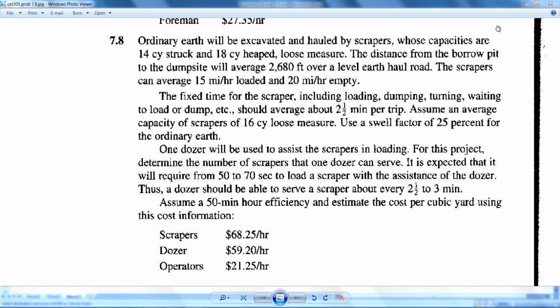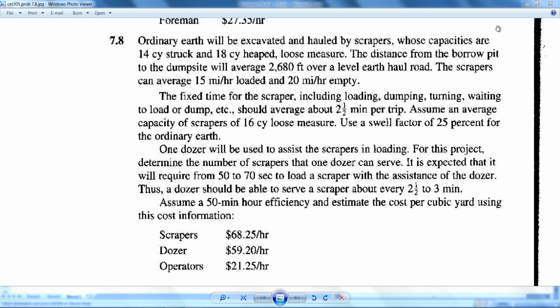The distance from the borrow pit to the dump site will average 2,680 feet over a level earth haul road. The scrapers can average 15 miles per hour loaded and 20 miles per hour empty. The fixed time for the scraper, including loading, dumping, turning, waiting to load or dump, etc., should average about 2.5 minutes per trip. Assume an average capacity of scrapers of 16 cubic yards loose measure. Use a swell factor of 25% for the ordinary earth.